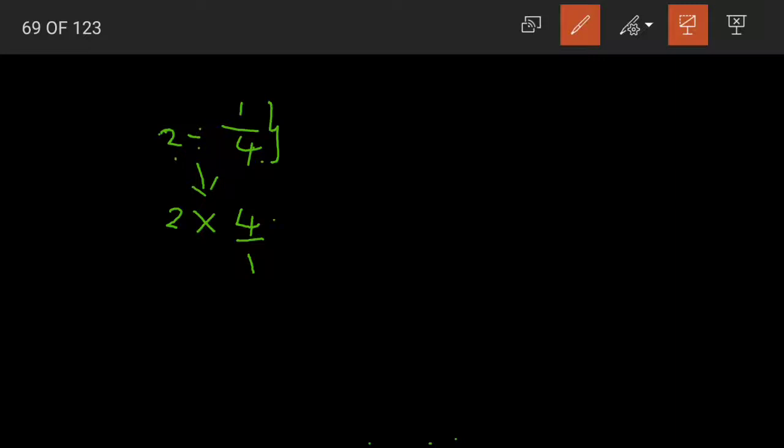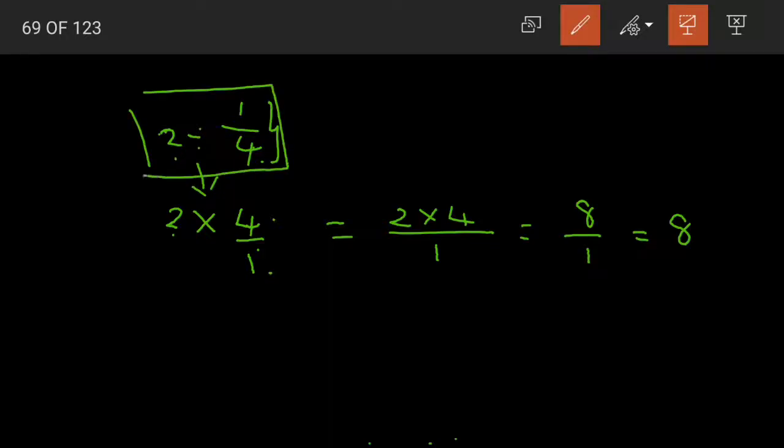What is the reciprocal of 1 by 4? We learnt in the previous class. It is nothing but 4 by 1. The numerator and denominator get interchanged. Yes children, we write the reverse of it. So 2 into 4 by 1, how do we multiply these two? 2 into 4 divided by 1, that is 8 divided by 1, which is equal to 8. So 2 divided by 1 by 4 is equal to 8.